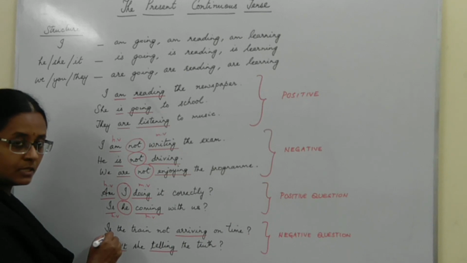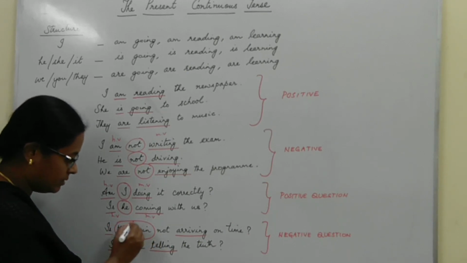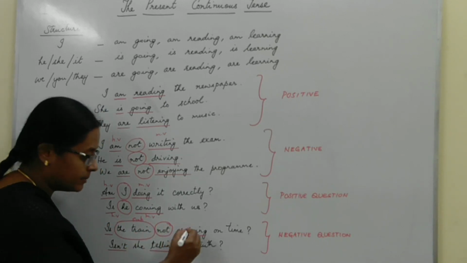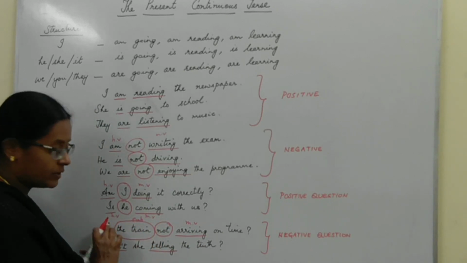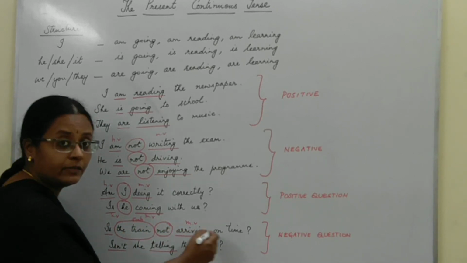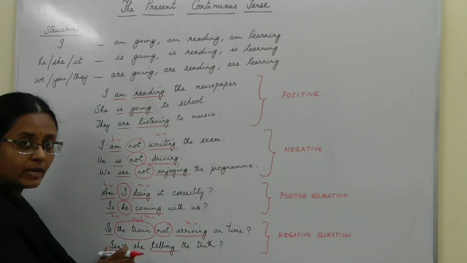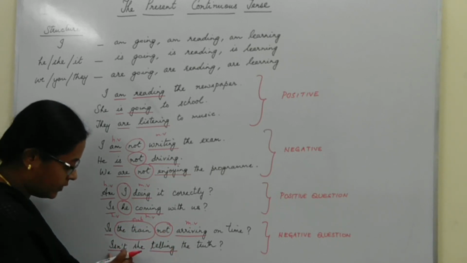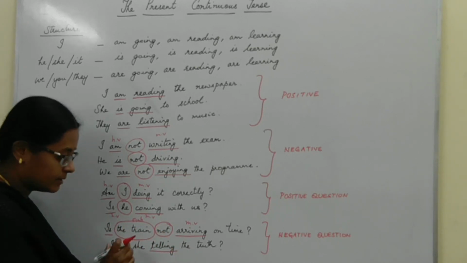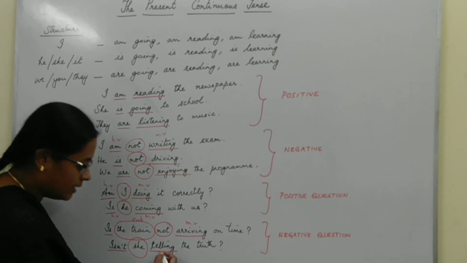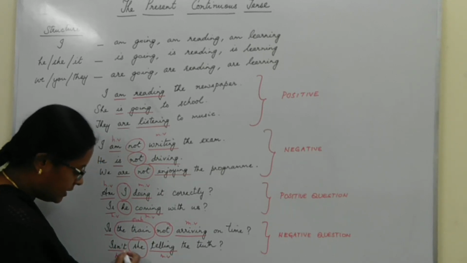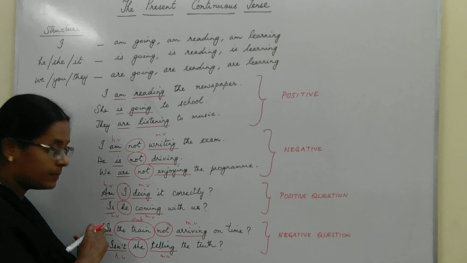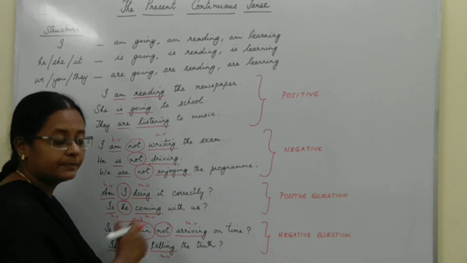The helping verb is, then comes the subject, the train, then comes the negative word not, and then the main verb. So this is the structure. This is the expanded form. Is the train not arriving on time? If it is a contracted form, we are bringing is and not together and making it isn't. Then comes the subject she and then the main verb. Isn't she telling the truth? Or the first sentence, if you're going to use the contracted form, it becomes, isn't the train arriving on time?